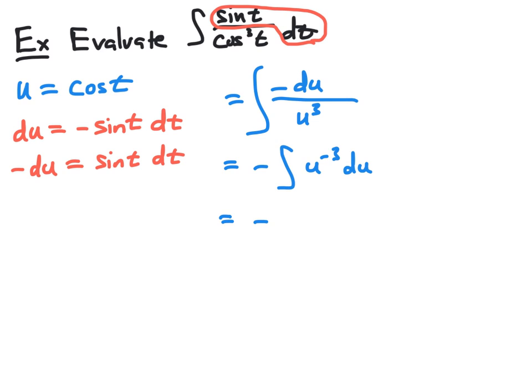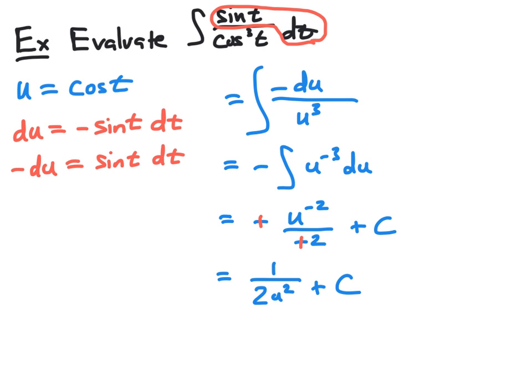The antiderivative of u to the negative third power is going to be u to the negative second divided by negative 2, all plus our arbitrary constant c. And we can rearrange this a little bit. We know that our two negatives are going to become a positive, and we know that the u to the negative 2 we can move to the denominator and have it with a positive exponent. And so this simplifies to 1 over 2u squared plus c.